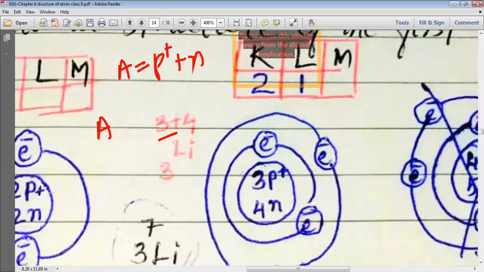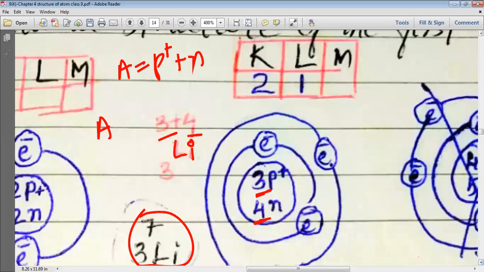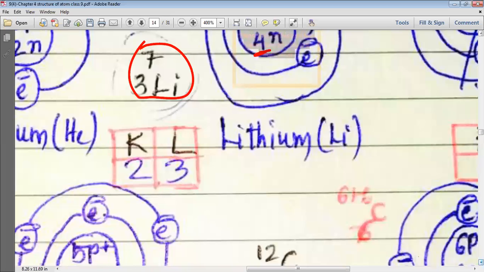Here you can see that the number of protons is 3, so we have written 3, but the number of neutrons is 4, so we have written 4. And here we write the symbol of the element, that is lithium. So we can write 3 lithium 3 plus 4. Instead of writing 3 lithium 3 plus 4, we write 3 lithium 7. This is the symbolic representation of our third element, lithium, and this is how we understand the structure of lithium.